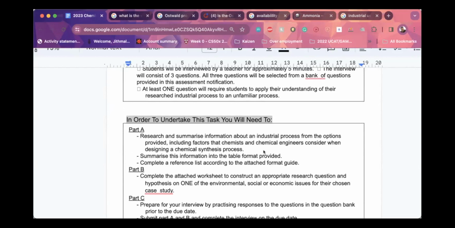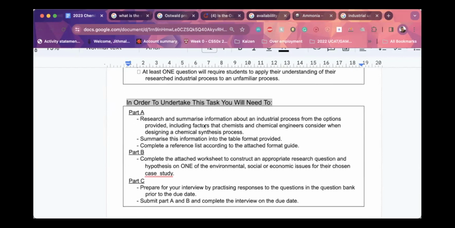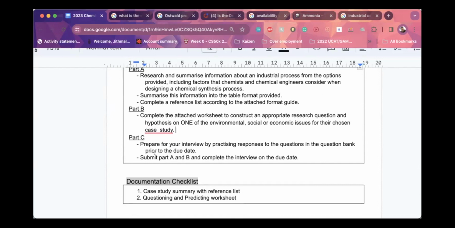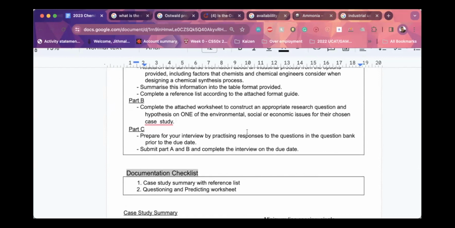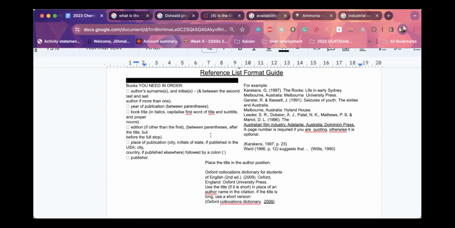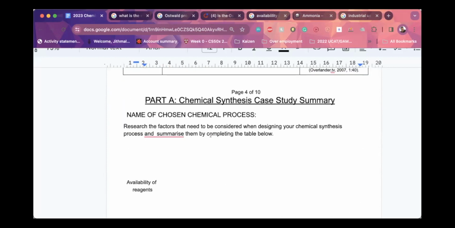In order to undertake this task, you will need to research and summarize information about an industrial process from the options provided, summarize the information into the table format, have a reference sheet, complete the attached worksheet, and construct an appropriate research question and hypothesis on one of the environmental, social, or economic issues for your chosen case study. For Part C, prepare for your interview by practicing responses to questions in the question bank prior to the due date. Submit Parts A and B. Just general formatting there and reference guides.